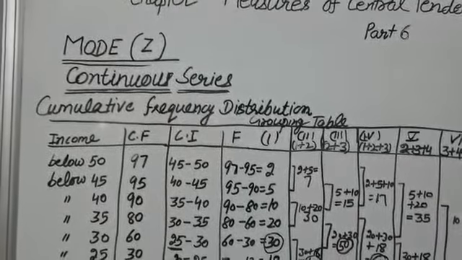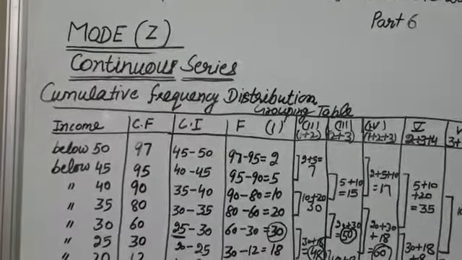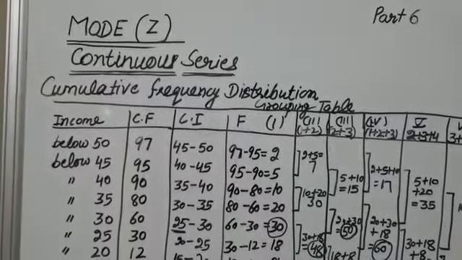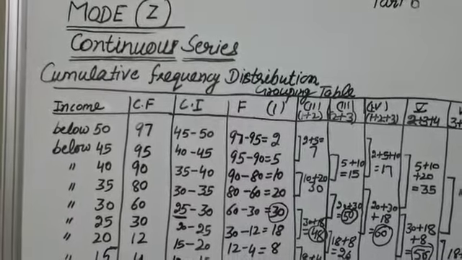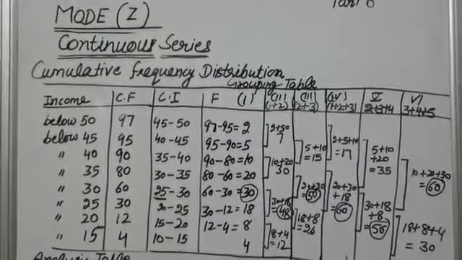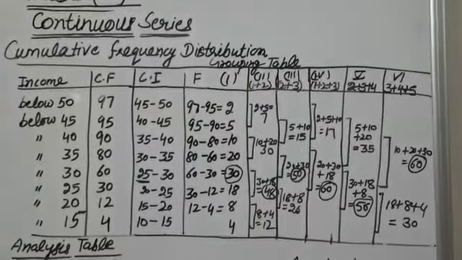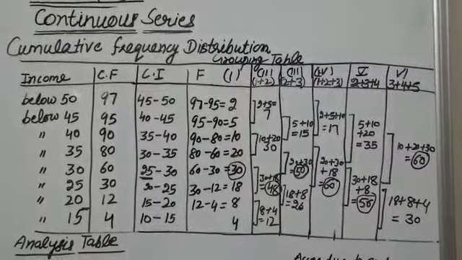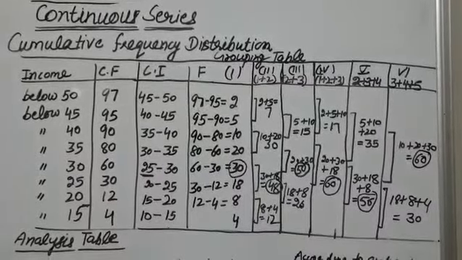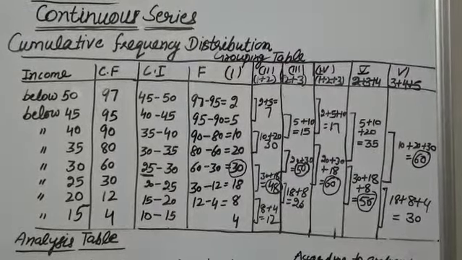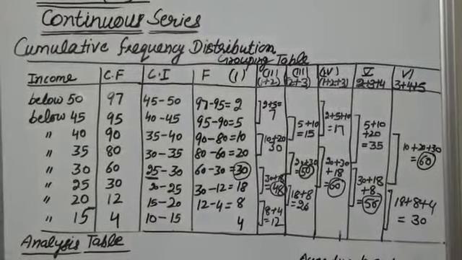We are studying about mode. You know that mode is the value which occurs most frequently in a series, or the value having the highest frequency in a series. You have studied how to calculate mode in individual series, in discrete series and in simple continuous series. Today we are going to study how to calculate mode in different kinds of continuous series.